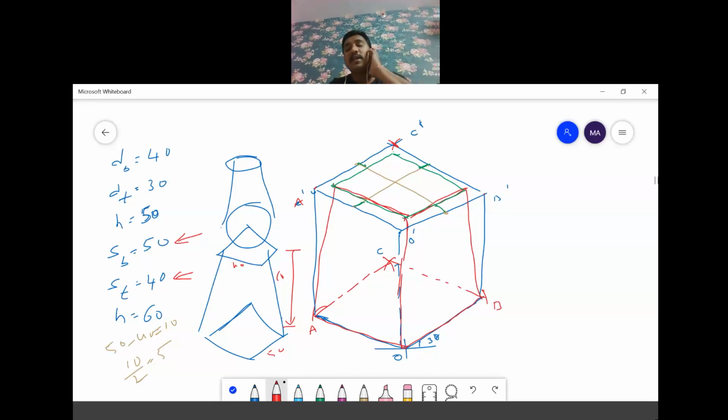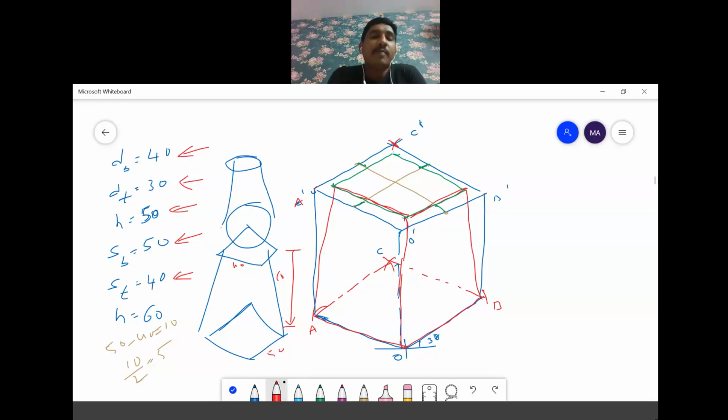After that he has given, you have to draw a frustum of a cone which is resting on the frustum of a square pyramid. Here he has given the bottom diameter as 40 mm, top diameter as 30 mm, and height as 50 mm. The top side of this frustum is also 40 mm. This side which you have drawn is 40 mm, so it is a 40 mm sided square.